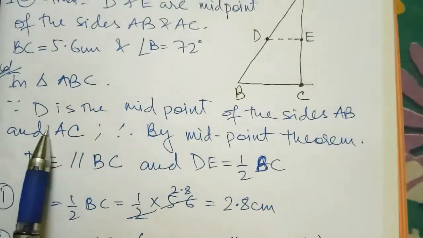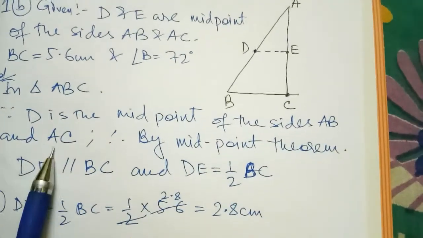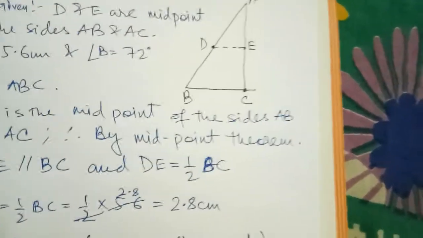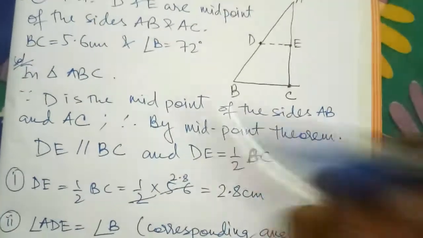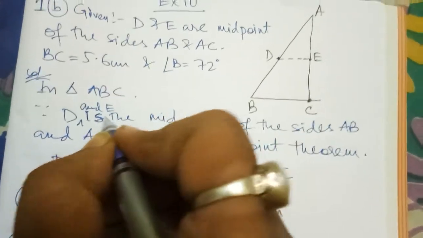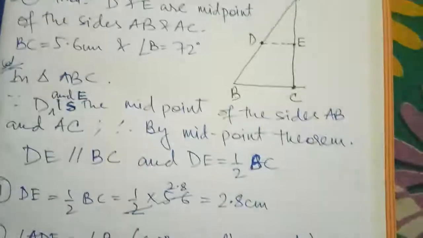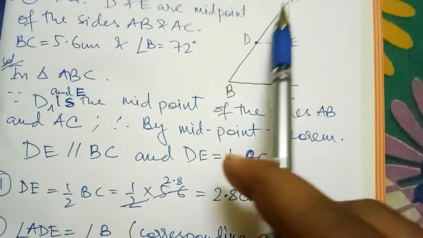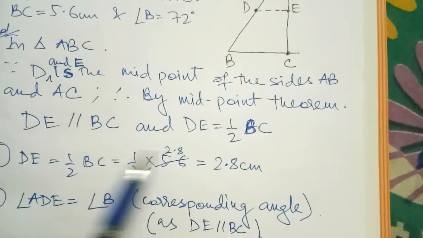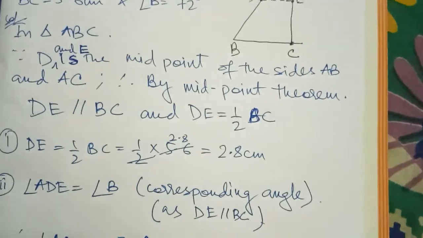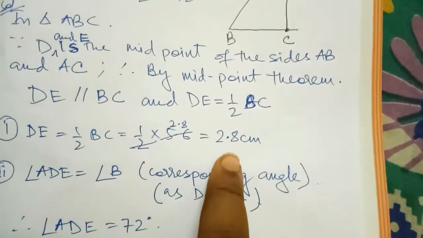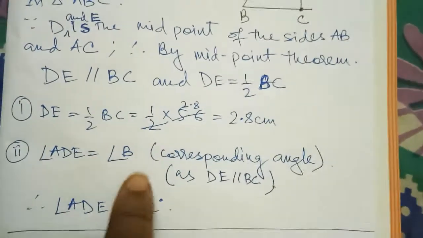D and E are the midpoints of sides AB and AC. Then by the midpoint theorem, what can we write? DE is parallel to BC, and DE equals half of BC. Now we have to find the value of DE. Half of BC is 5.6, so after cancelling out we have 2.8. And angle ADE equals angle B.